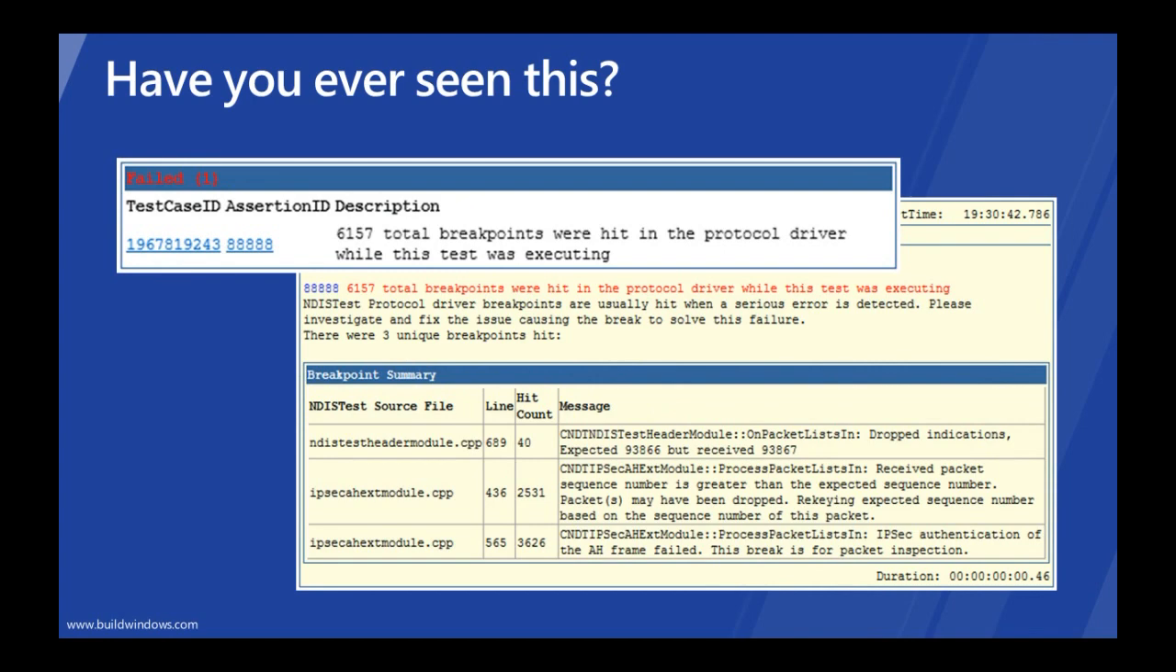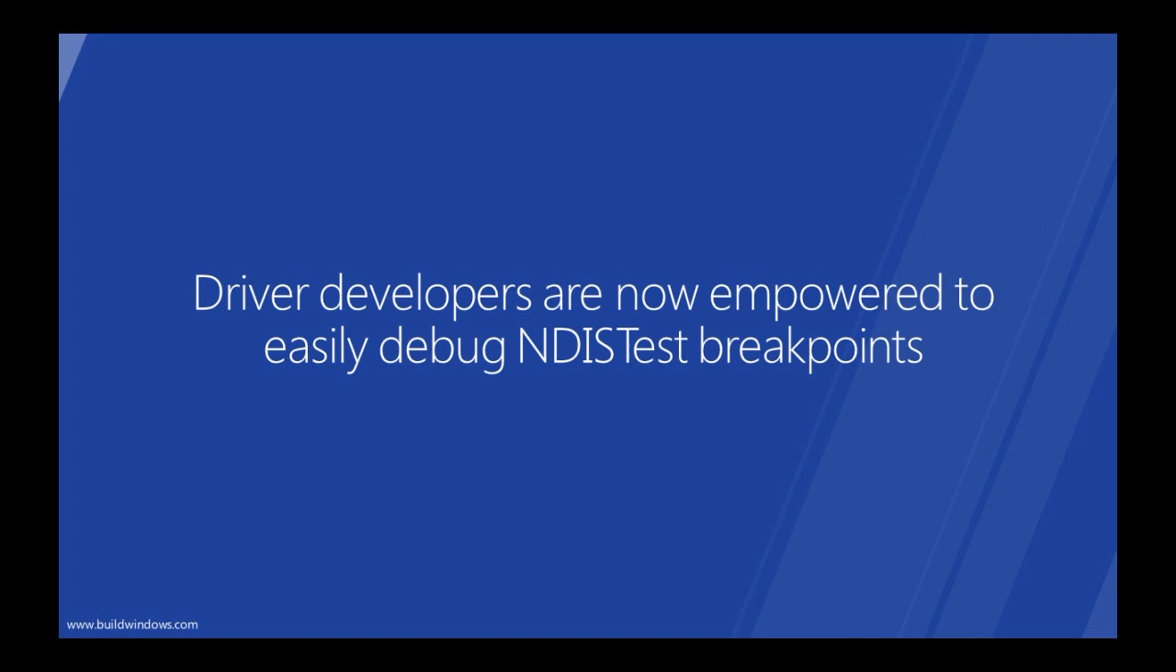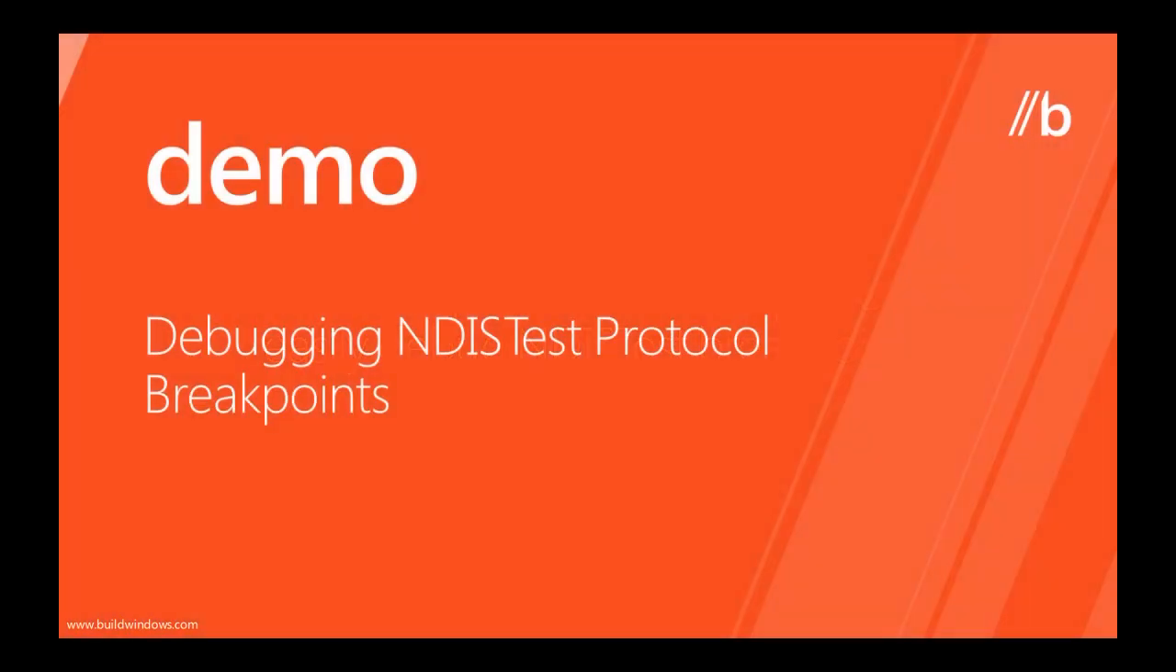Have you ever seen a failure in a test listing a protocol breakpoint where the protocol didn't actually break in? Or have you seen a stack trace like this that includes ndprod on the stack, but you have no idea why ndprod has asserted or what the problem is? Driver developers are now empowered to easily debug NDIS test breakpoints. And to really drive this point home, I'm going to turn it over to AJ, who's going to give you a demo about debugging NDIS test protocol.